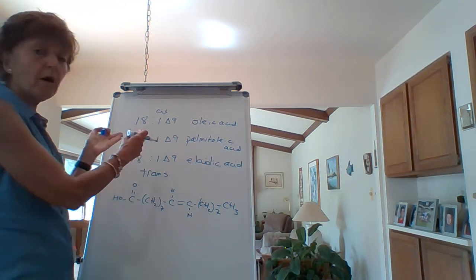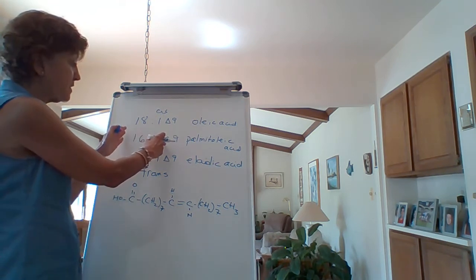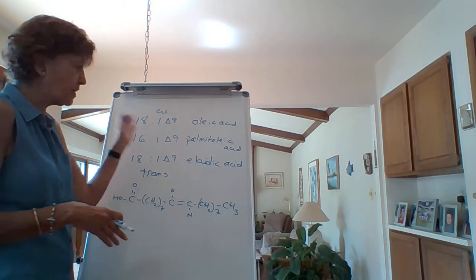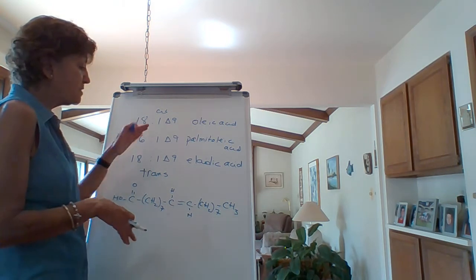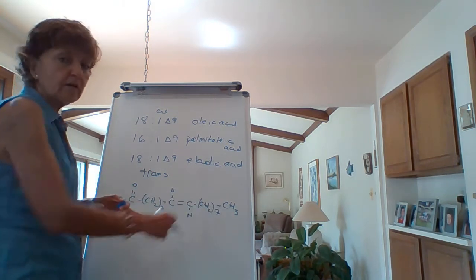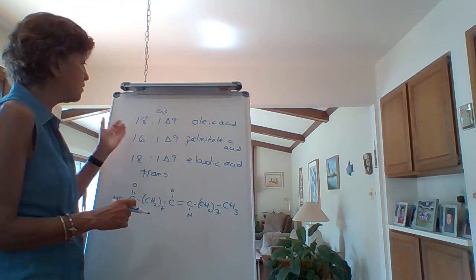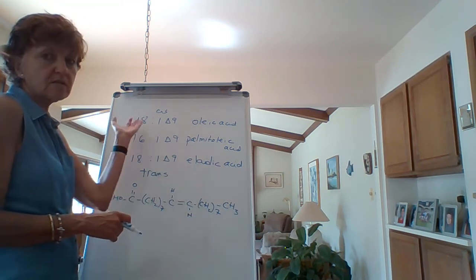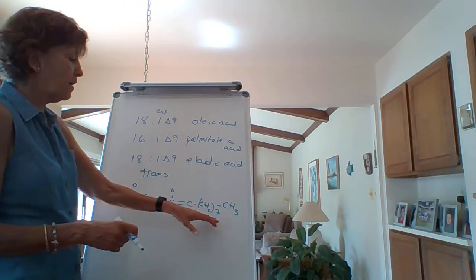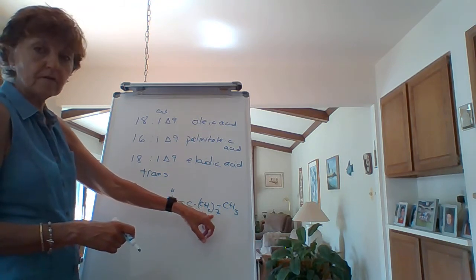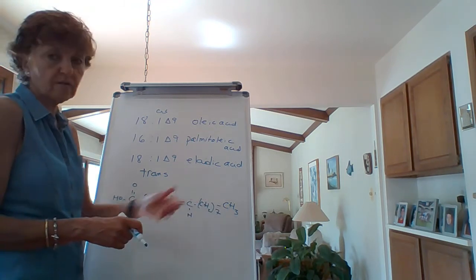Now, if I wanted to do palmitoleic, this is cis. Remember, unless I specify it's trans, they're all automatically cis. This is cis. You just have to shorten it by 2 carbons. So it's 16 carbons instead of 18. So this would be a 5. So CH2, 5 of them, and then a CH3.